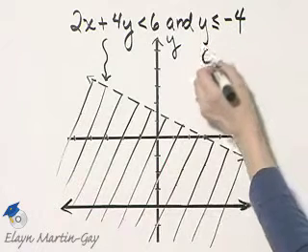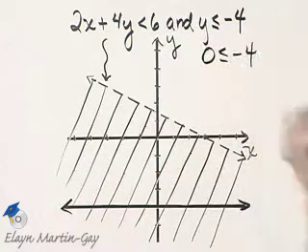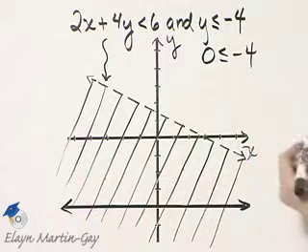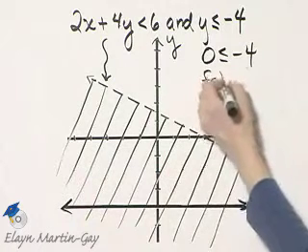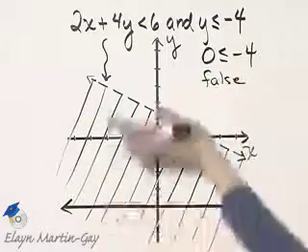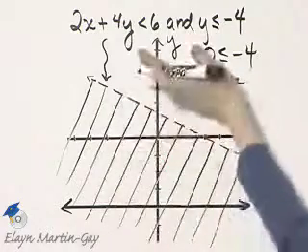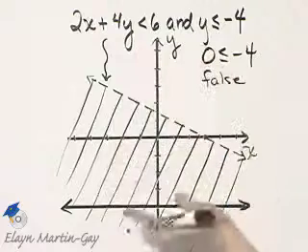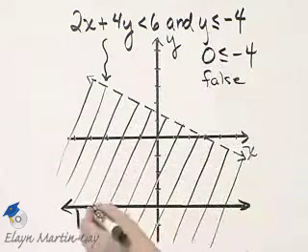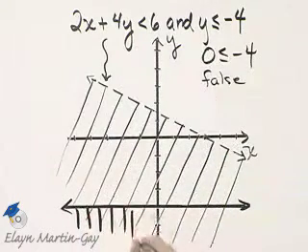If y is 0, is this a true or false statement? Is 0 less than or equal to -4? Well, in fact, that's a false statement. So I don't shade where 0, 0 lies. I don't shade above the boundary line. I shade below the boundary line.